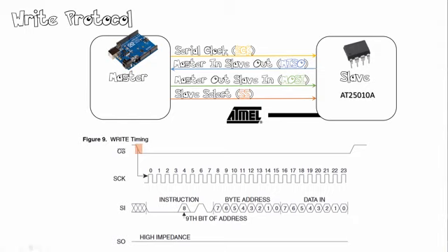So over here, we start off by putting our chip select or slave select down to 0. Once we initiated that, we can clock in our signals. And while we're clocking our signals, we send our instruction byte.